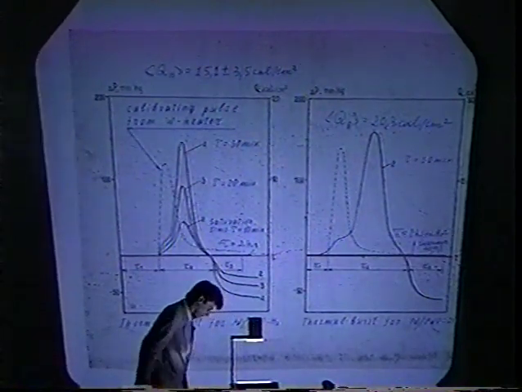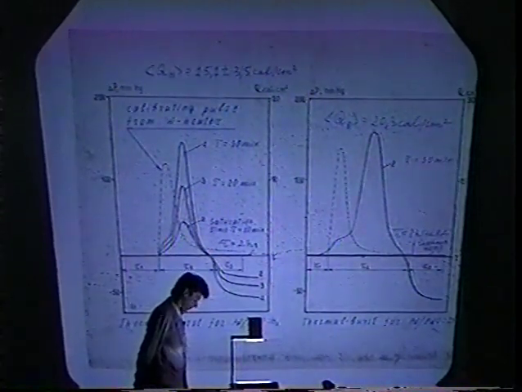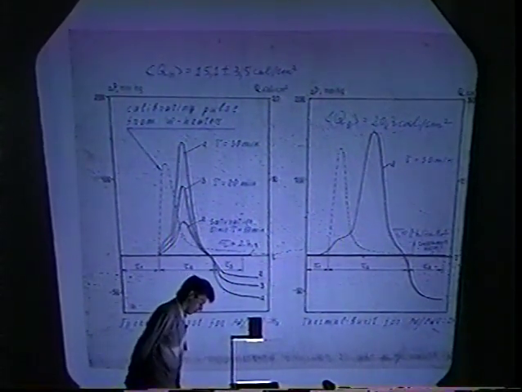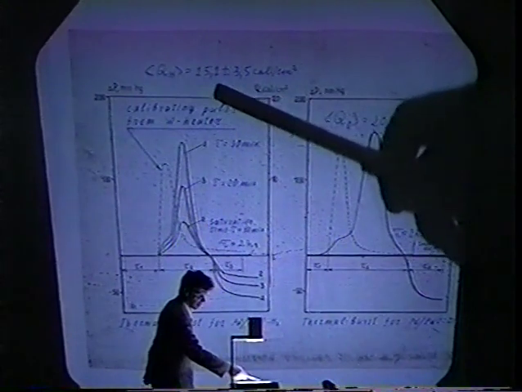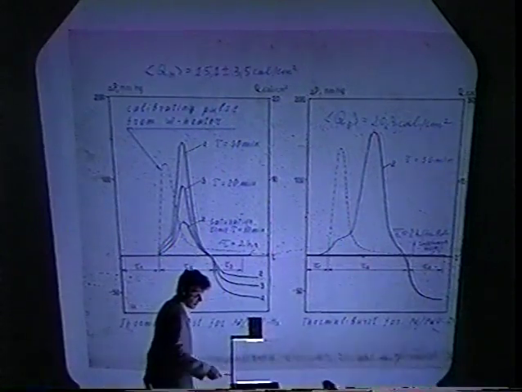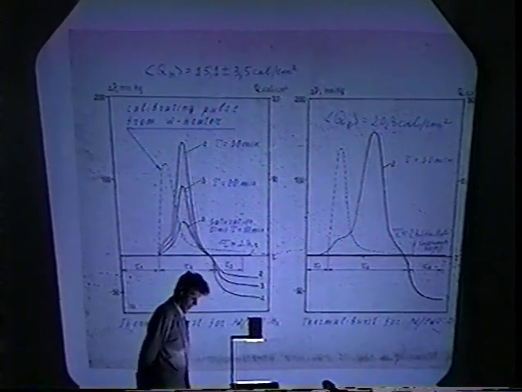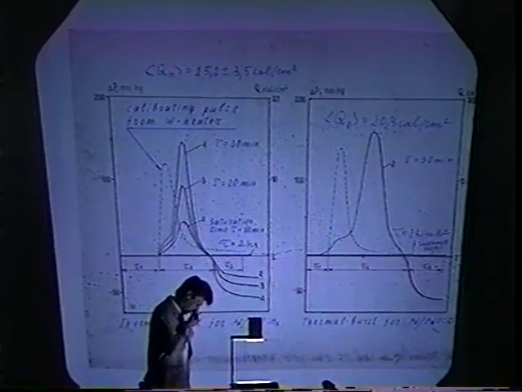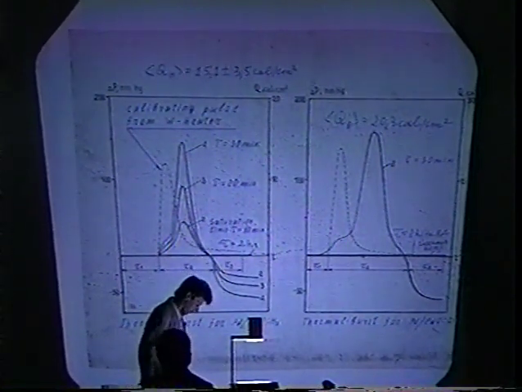The average energy of thermal burst, from 100 thermal bursts, is for hydrogen 15 calories per square centimeter, and for deuterium 20 calories per square centimeter. The reproducibility of these thermal bursts is very high, and we obtain 100 to 200 thermal bursts in succession.